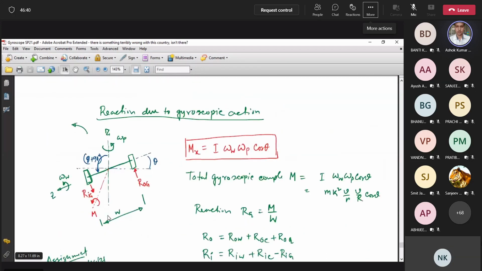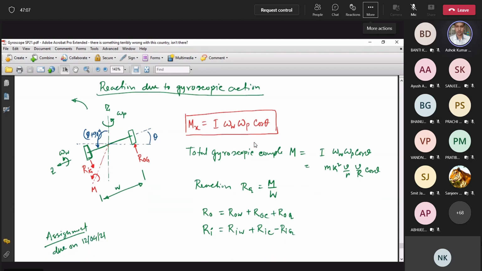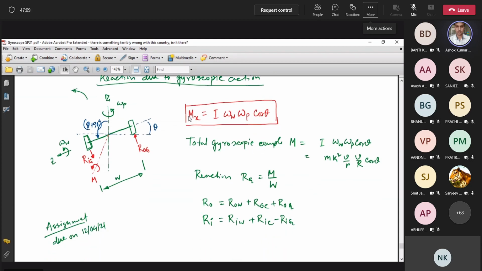In this wheel and axle system we have written the gyroscopic couple as I omega w, where omega w is the angular velocity of this whole rotating thing, and this is the angular velocity of precession, multiplied with cos theta. How this expression came, we have discussed now. Once you have this expression, you know that this is the applied moment along the x direction.